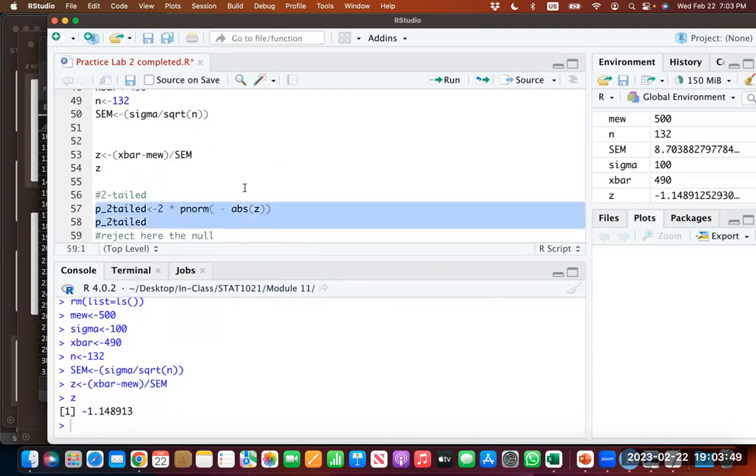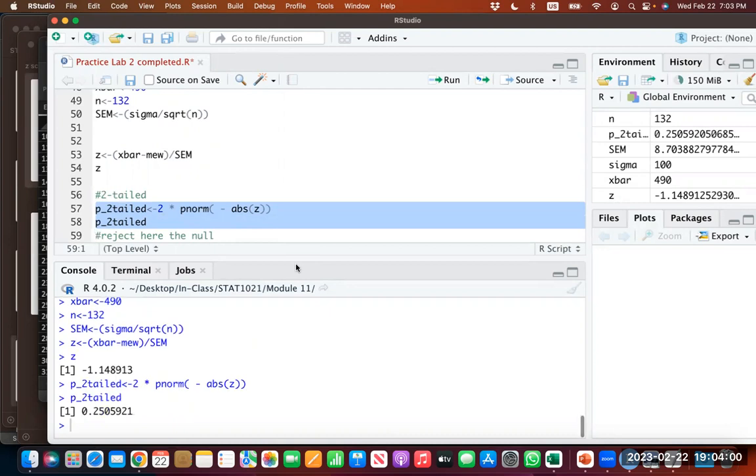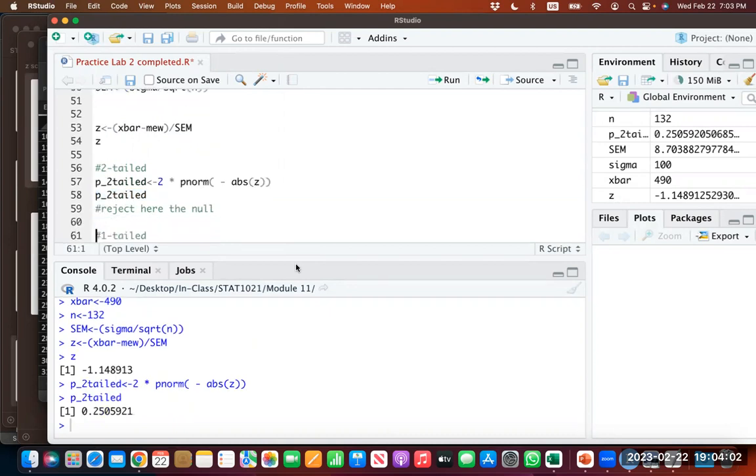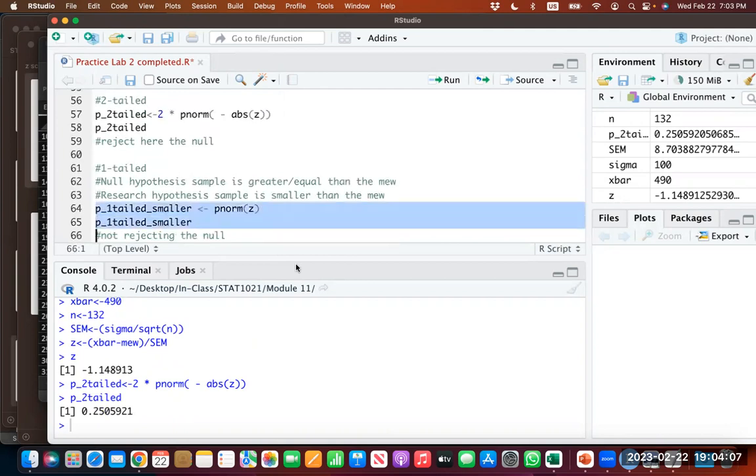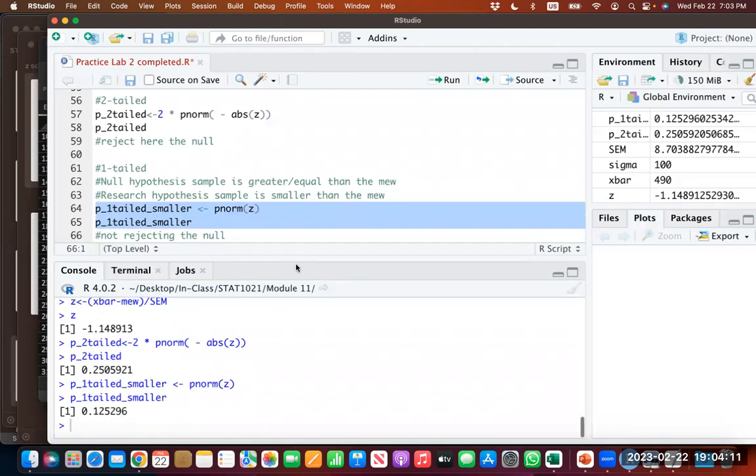The formula here again remains the same. It's 2 times the pnorm quantile of minus the z score. Basically that gets you here to 0.25. In the one-tailed hypothesis, we're doing essentially the same exercise as we did in Excel. We're getting the pnorm of the negative value, so everything less than that. That would be our research hypothesis in the left-tailed example.